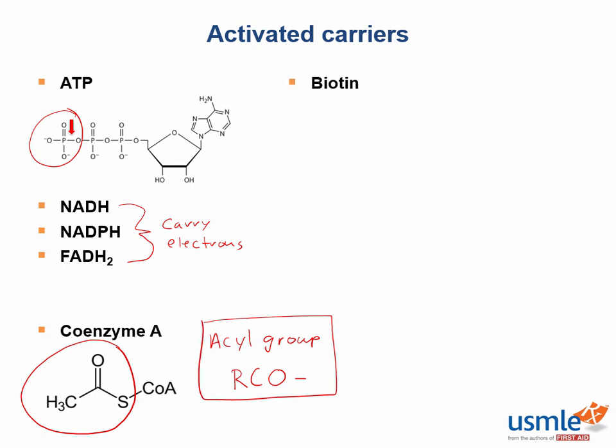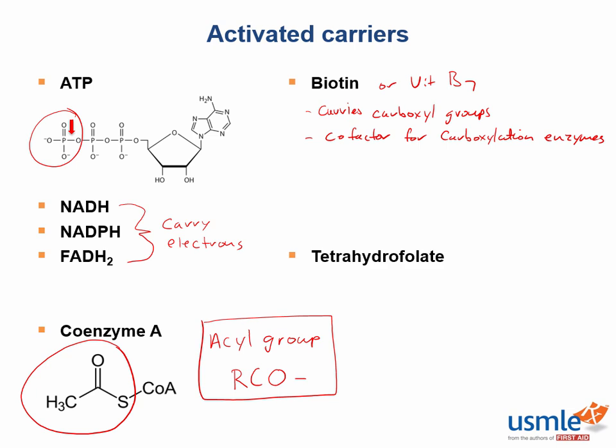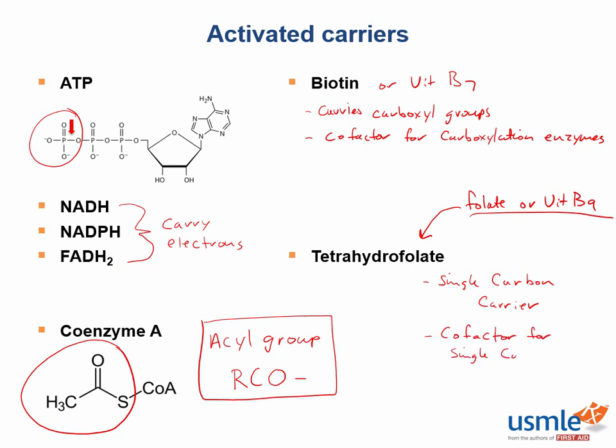Now next up, we have biotin, or vitamin B7, which carries carboxyl groups and acts as a cofactor for carboxylation enzymes. And next up, we have tetrahydrofolate. And do you remember what it's formed from again? There you go, folate, or vitamin B9. And tetrahydrofolate here is a carrier of a single carbon group, and therefore acts as a cofactor for single carbon transfer methylation reactions. Another important point to remember here is that tetrahydrofolate is important in the synthesis of nitrogenous bases, which can be seen in DNA and RNA.